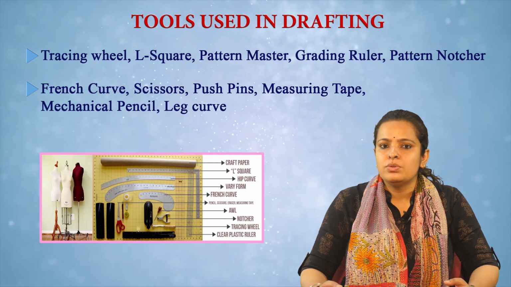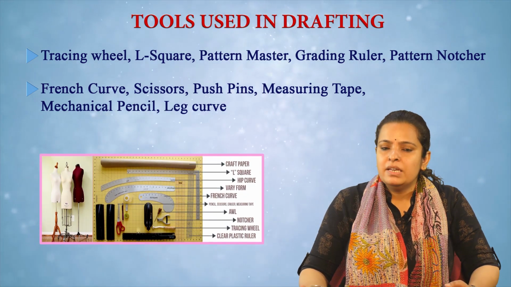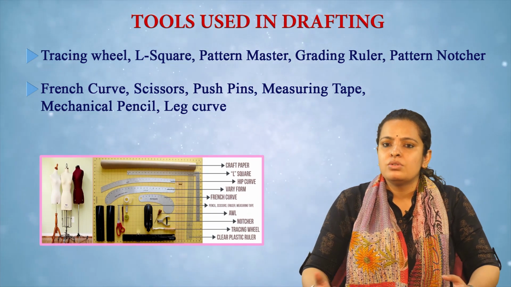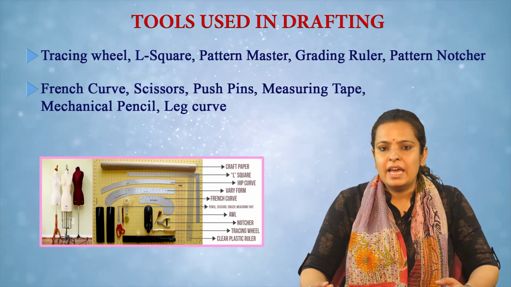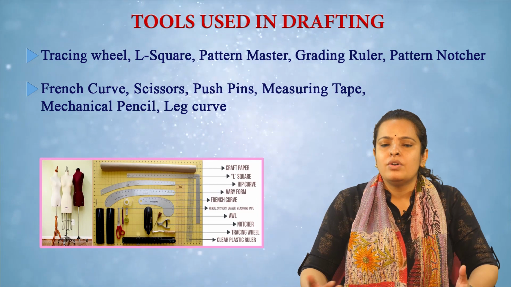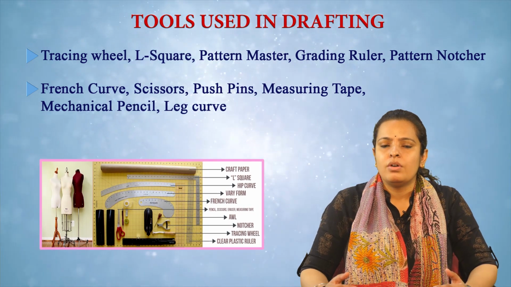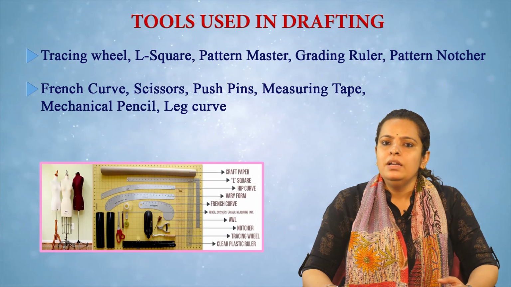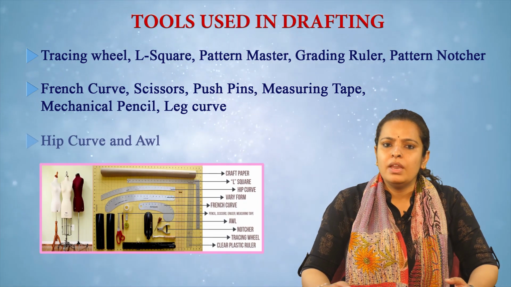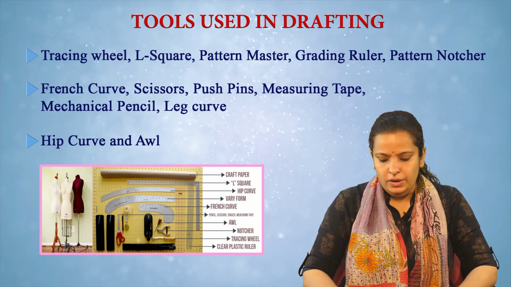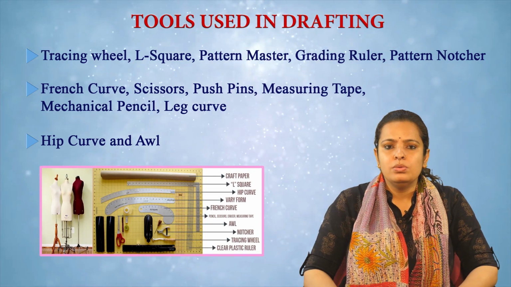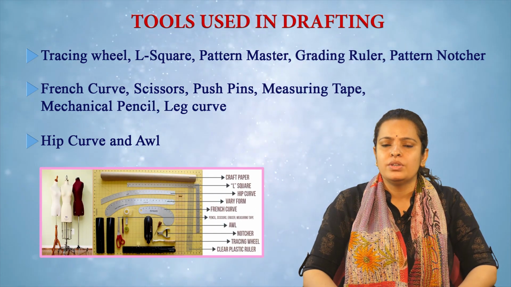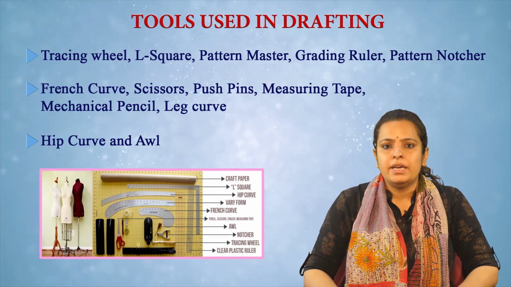Measuring tape, and we use the mechanical pen or the leg curves. These are types of scale we use to create, like for a skirt we use leg curves, or when we are developing a trouser or a pant we use the leg curves. Then we have the hip curve and the awl. So these are the basic tools which we need when we go for drafting or pattern making.